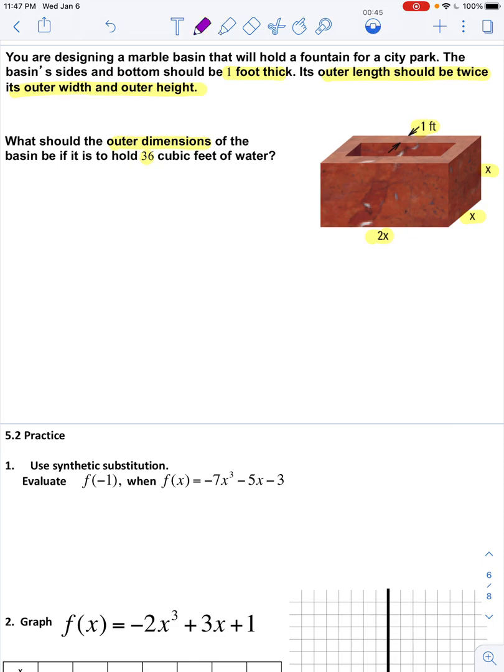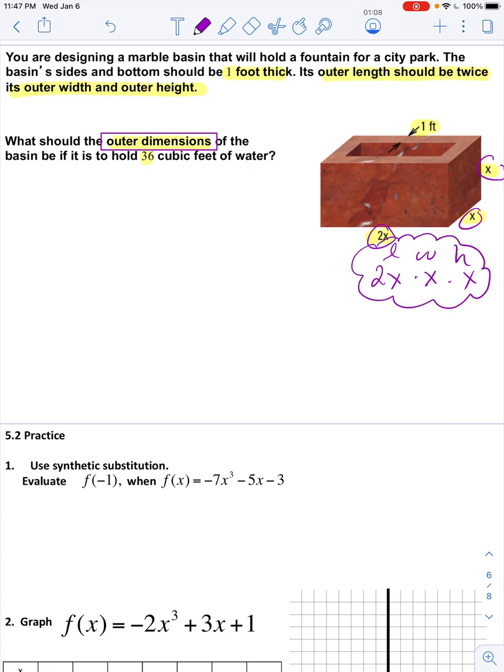Okay, so that is asking us for the outer dimensions. So think about what you're supposed to find in the end. The outer dimensions are already given to us. So we're looking for the 2x, the x, and the x because that's our length, width, and height. But in order to solve for those lengths, we obviously have to know what x equals. And in order to do that, we have to use the only piece of information they gave us, which is this interior volume. So when I fill this up with water, I'm going to be able to fill it to a volume of 36 for that inside basin.